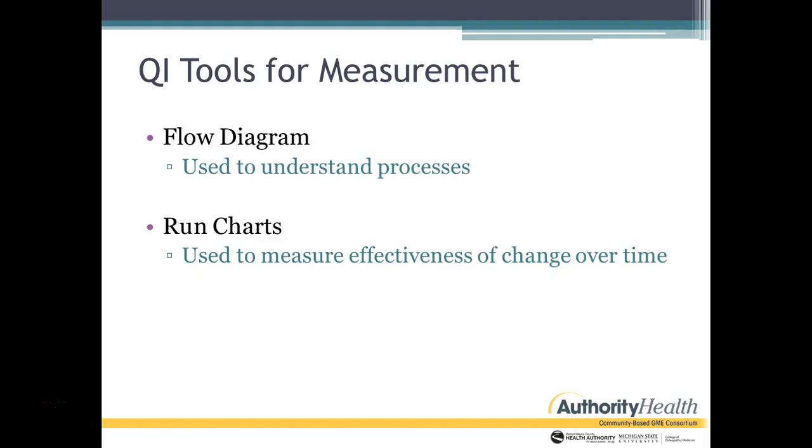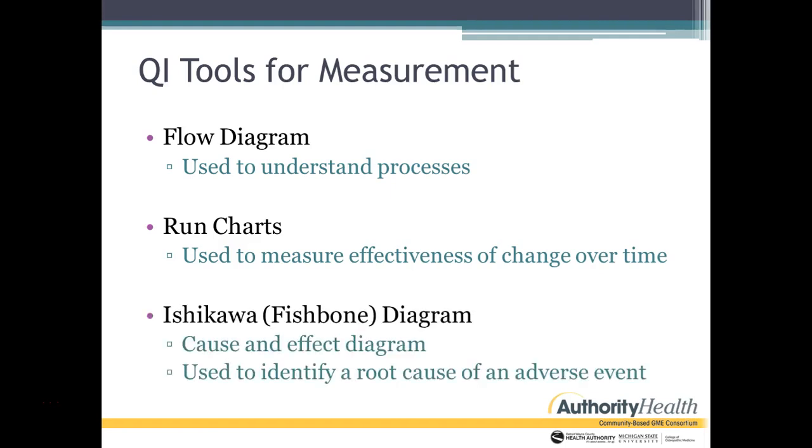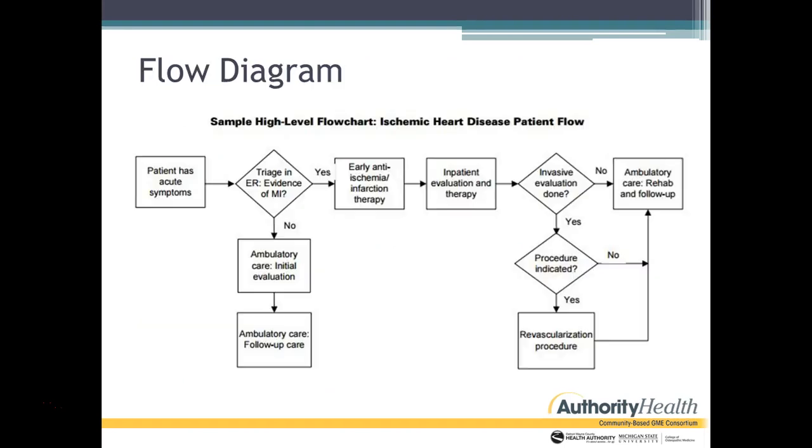The second one is run charts. Run charts are very important in quality improvement. They're used to measure effectiveness of change over time. And then the fishbone diagram, the Ishikawa, which is the cause and effect diagram, we use that typically when there's an adverse event to do a root cause analysis to see what was the root cause of the adverse event. And again, we'll talk about that a lot. So here's an example of a flow diagram. This is just a diagram of what should happen when a patient comes in with acute symptoms.